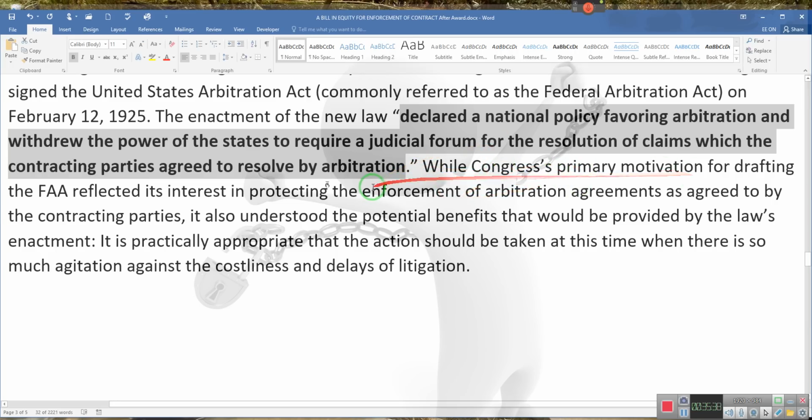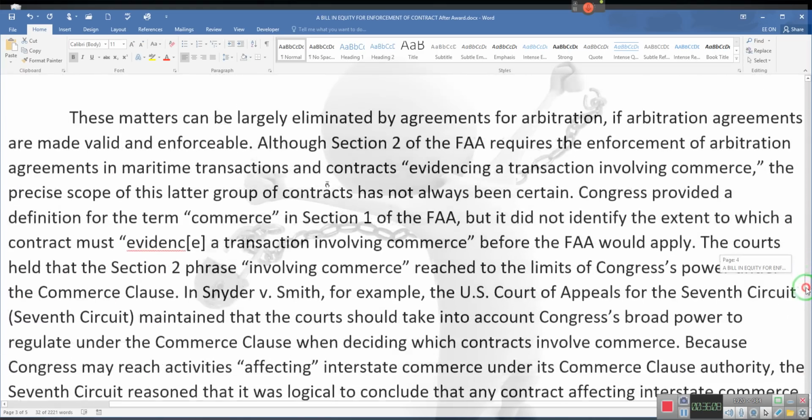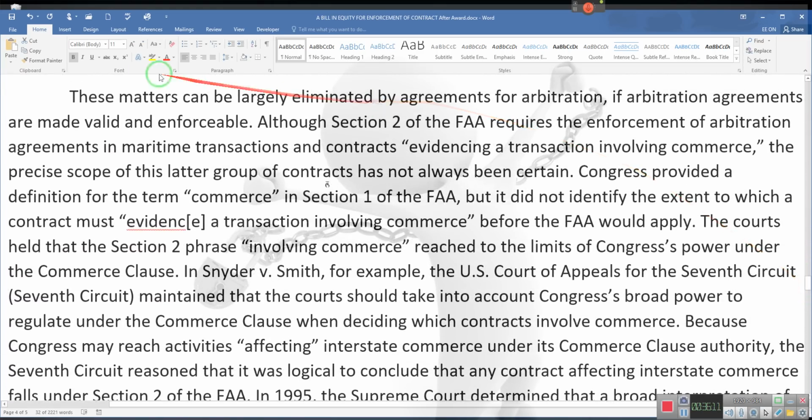While Congress's primary motivation for drafting the FAA reflects its interest in protecting the enforcement of arbitration agreements as agreed to by the contracting parties, it also understood the potential benefits that would be provided by the law's enactment. It is practically appropriate that the action should be taken at this time when there is so much agitation against the costliness and delays of litigation. These matters can be largely eliminated by agreement for arbitration if arbitration agreements are made valid and enforceable.